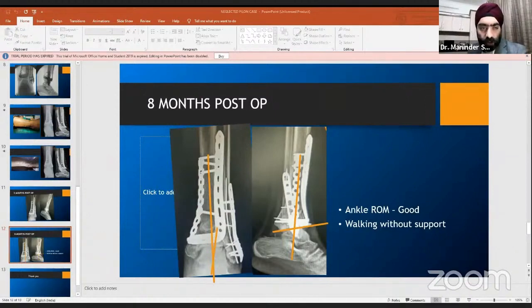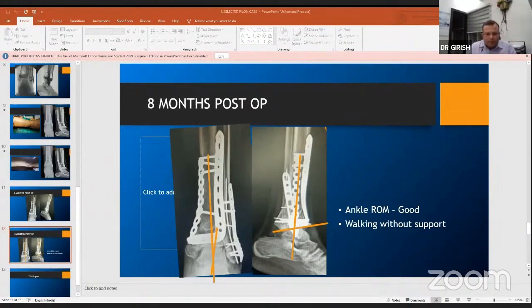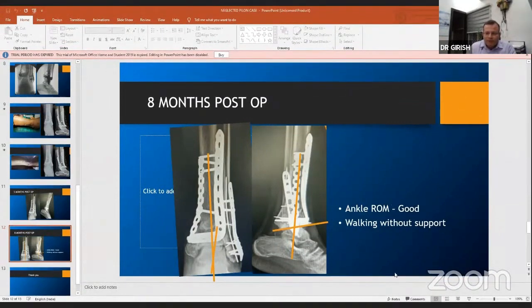Anybody else wants to? Yes, Girish, please. Yes, sir. So one last point which I want to emphasize here is, whenever we are planning to operate on an adolescent patient, and we have a set of implants which are purely made for the adult bone, you may get a lot of difficulties.